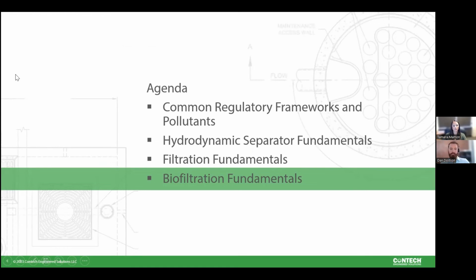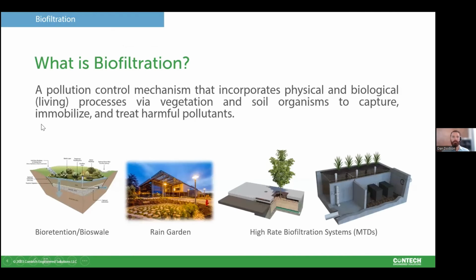Thanks, Tamara. To wrap things up, we're going to dive into the biofiltration side of things. So as Marco and Tamara mentioned earlier, regulations may require low impact development or LID, or have those additional removal requirements such as trash, metals, nutrients. When these removal requirements or LID are required, a biofiltration or bioretention system is the solution that you're going to be looking for.